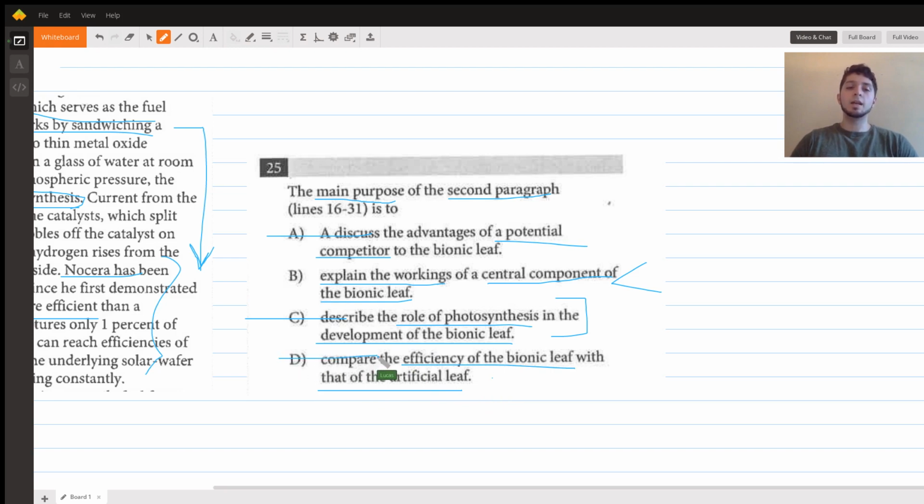So for that reason, we can get rid of D, which is going to leave us with answer choice B, which is our correct answer for question 25.